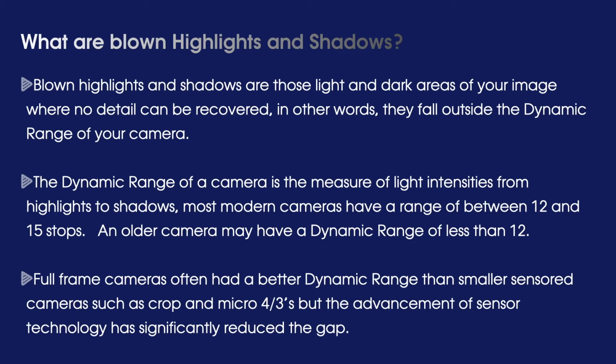Most modern cameras have a range of between 12 and 15 stops. An older camera may have a dynamic range of less than 12. Full-frame cameras often had a better dynamic range than smaller sensored cameras such as crop and micro four thirds. But the advancement of sensor technology has significantly reduced the gap.